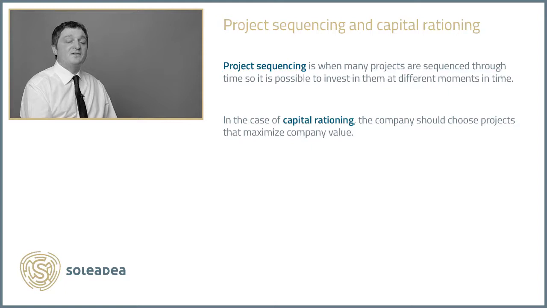If a company has unlimited funds, it can carry out all the projects that provide the required rate of return. In the case of limited funds and capital rationing, the company should choose those projects that maximize company value. The presence of mutually exclusive projects, project sequencing, and capital rationing makes a good budgeting process difficult.